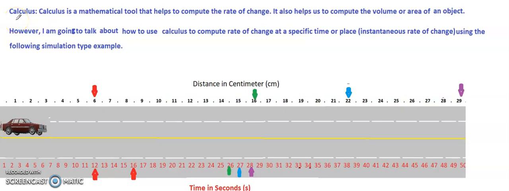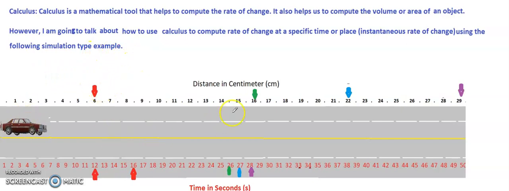Hi, I'm going to talk about calculus a little bit to give you some basic concepts about it. What's calculus and when do we use calculus? Calculus is a mathematical tool that helps us to compute the rate of change. It also helps us to compute the volume or area of an object. However, I'm going to talk about how to use calculus to compute the rate of change at a specific time, which is called instantaneous rate of change, using the following simulation type example.